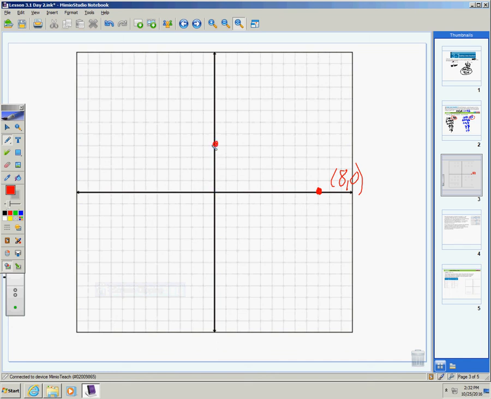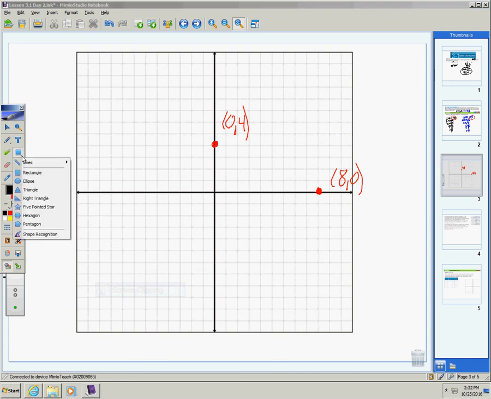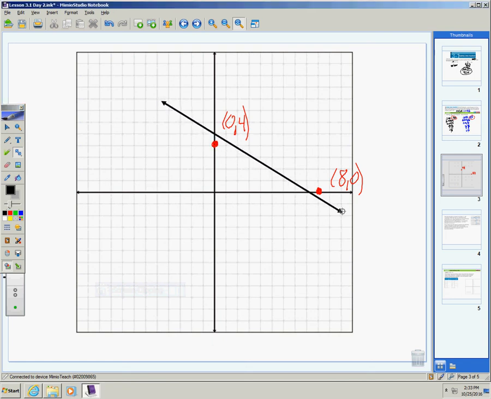And now I can just make a line, which means I'm going to connect those 2 points together. And make sure whenever you're making a line to always have arrows on both ends. And here is what your graph would pretty much look like. Okay, we just connect our 2 points. Make sure to always put your arrows on the ends to show that the line is going on in either direction.